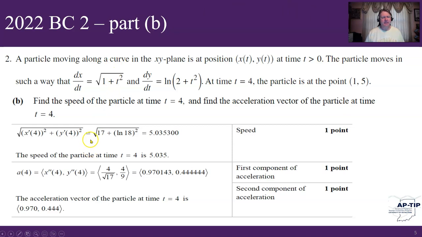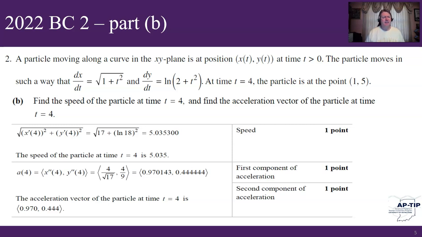The unsimplified version would look something like that. And a simplified version could be like 5.035, rounded to 3 decimal places. That would be a perfect example of scoring the point for the speed.